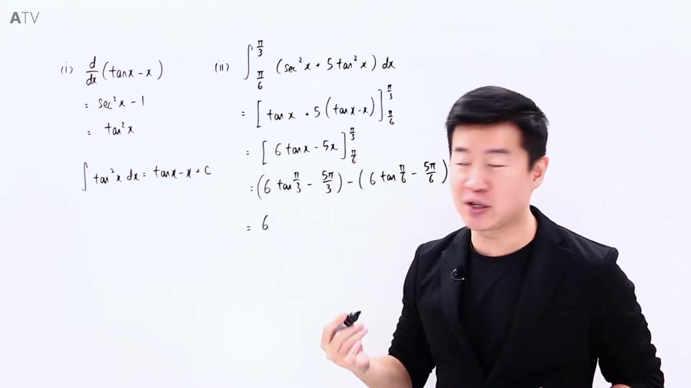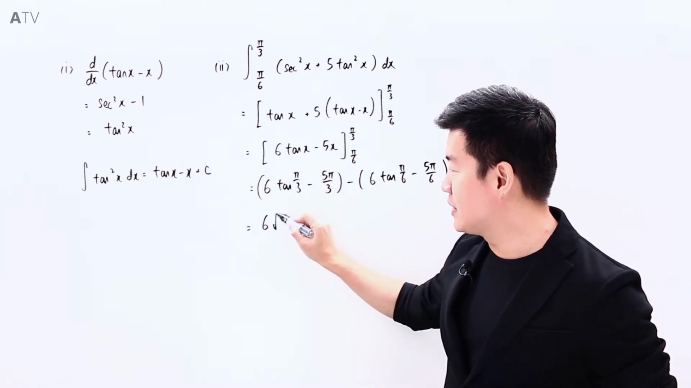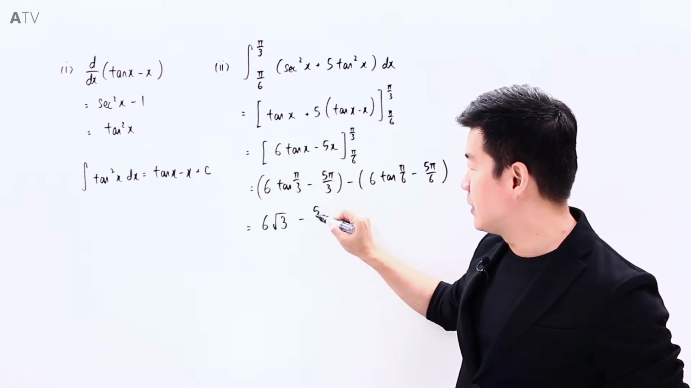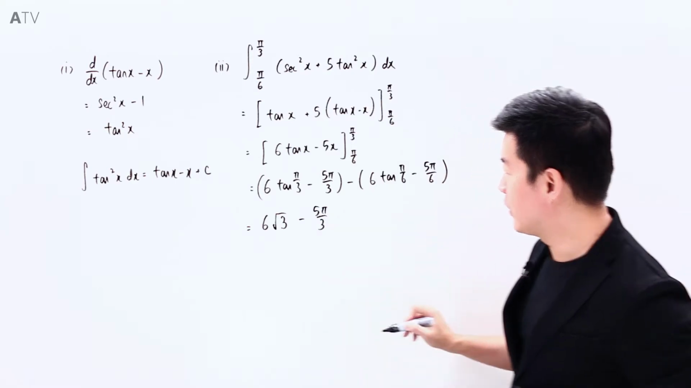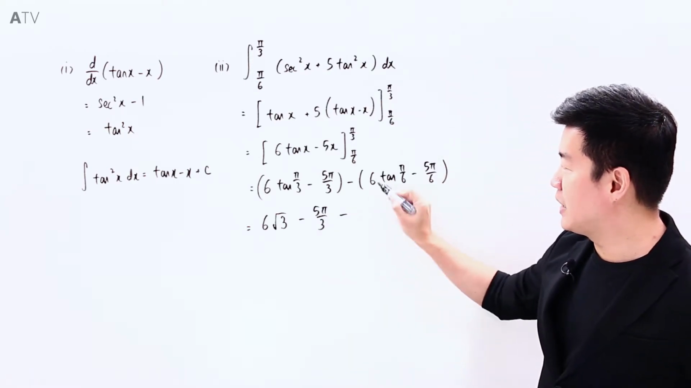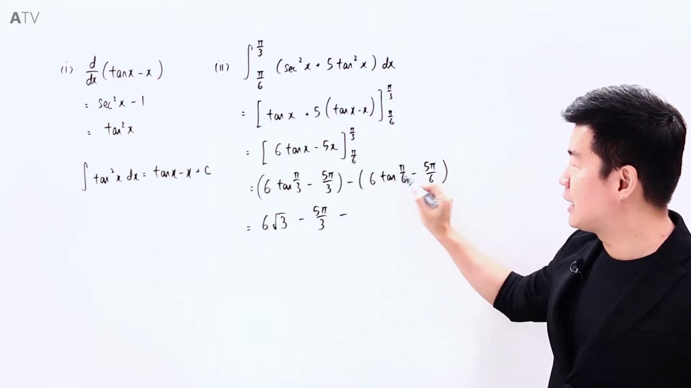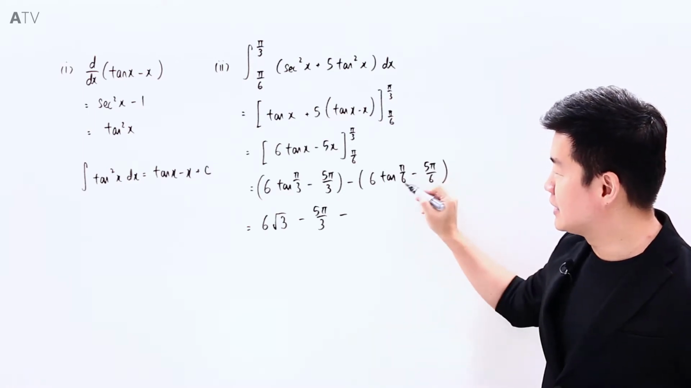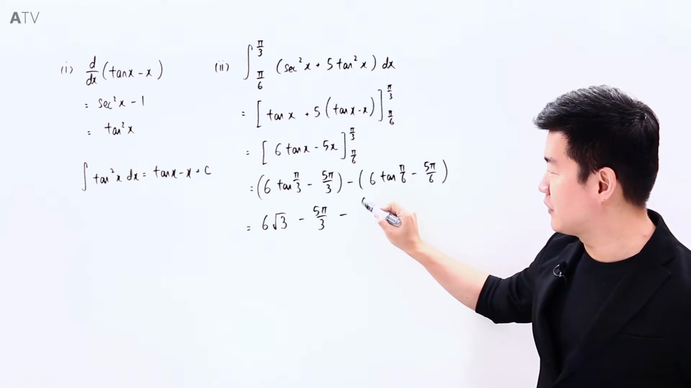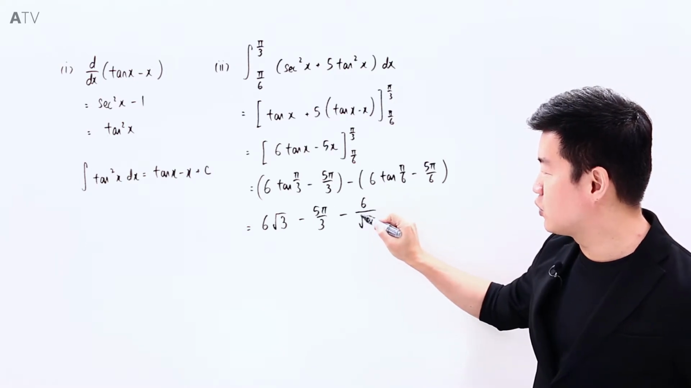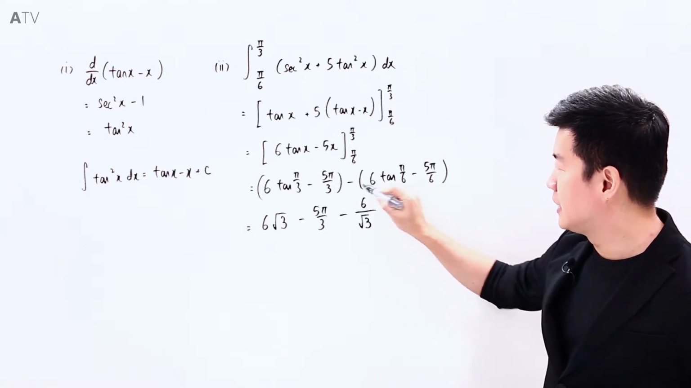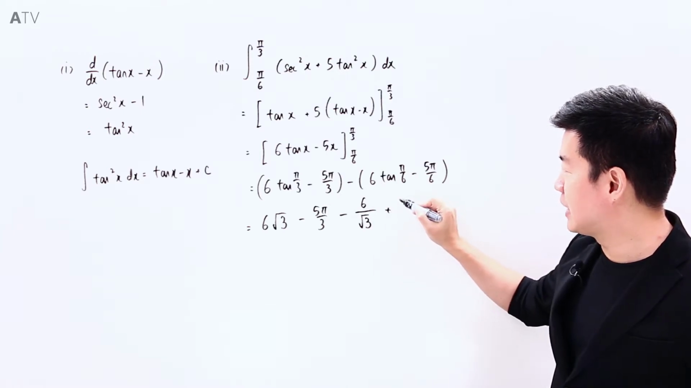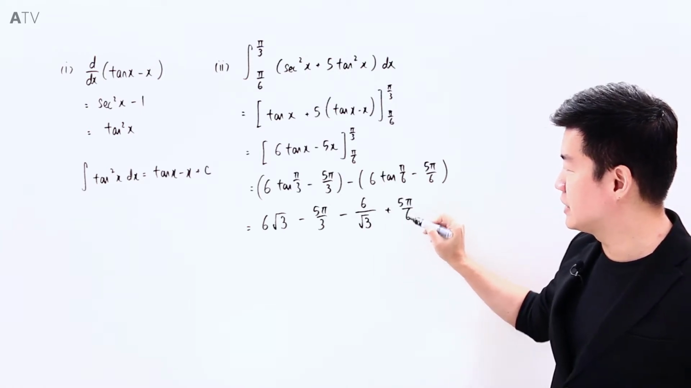Pi over 3 is a special angle. Tangent pi over 3 is square root of 3, minus 5 pi over 3, minus away 6 times of this, tangent pi over 6 is 1 over square root of 3, since pi over 6 is a special angle. So we have a 6 over square root of 3. Then this times this is going to be plus 5 pi over 6.